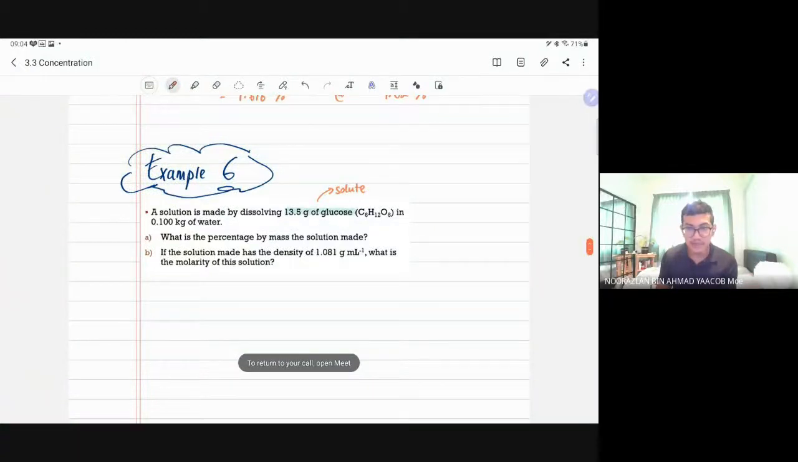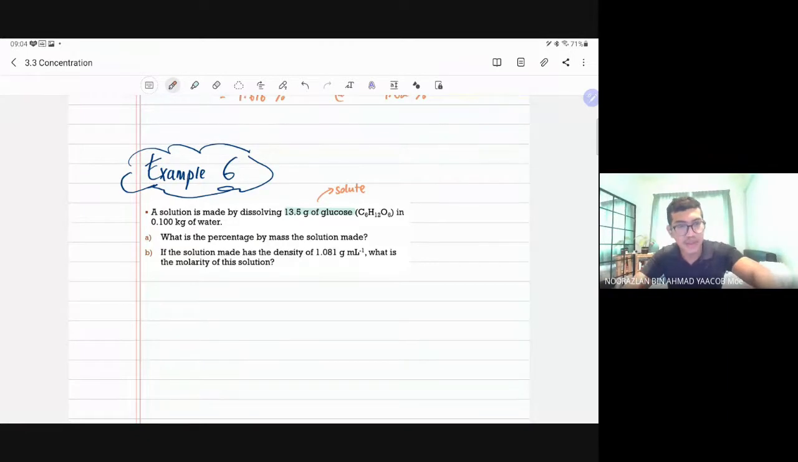Alright, so mass of solute. Okay. Alright, so a solution is made by dissolving the mass of solute here, 13.5 grams of solute, glucose, in 0.100 kilograms of water. What is the percentage by mass of the solution made?